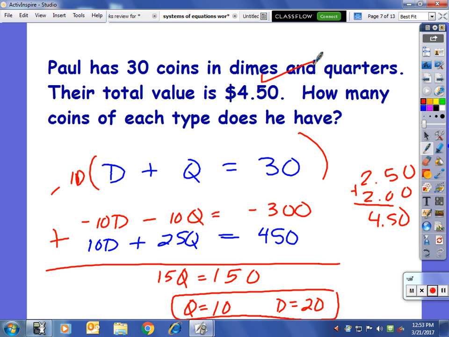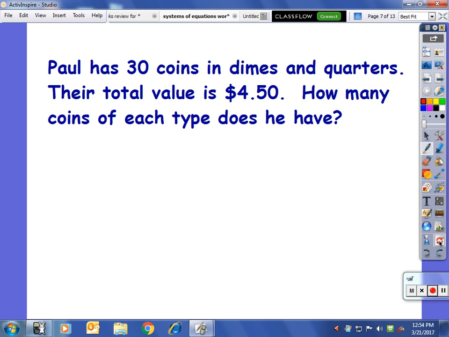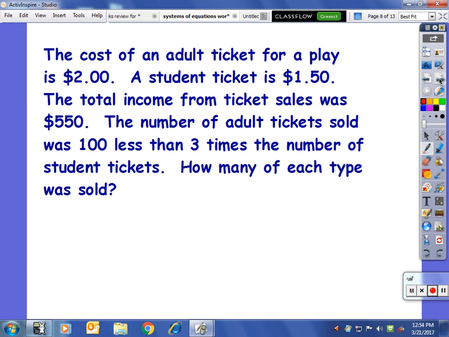Okay, so let that sink in for a minute. One equation is usually about the number of items. That has nothing to do with value. The money equation does have to do with the value of each different type of item. And it's not always coins. It could be anything with different prices. These seem easier? Good. All right, let's see what you think about this one.